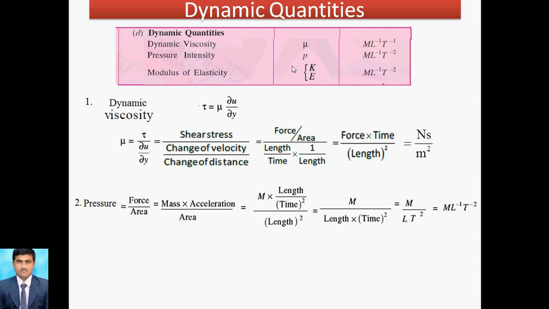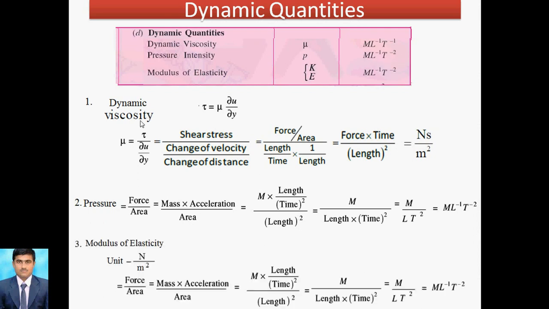The next one, pressure, is equal to force upon area. That means mass into acceleration divided by area. M as it is, acceleration is length upon time square, because acceleration means meter per second square, and the area is length square. After cancellation of terms we get M, length as it is, and time square means T square. After cancellation we get the relation M L minus 1 T minus 2. That is about pressure, M L minus 1 T minus 2.